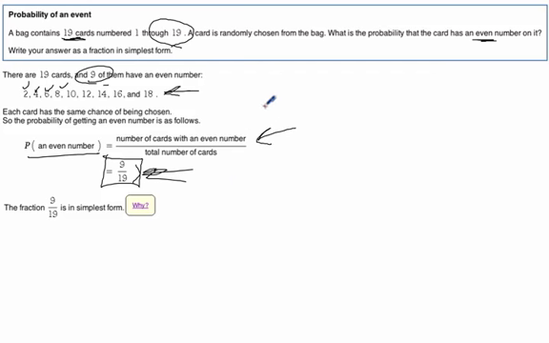That's pretty much all it is. You follow this formula for each of those probability events, and make sure you simplify fractions.